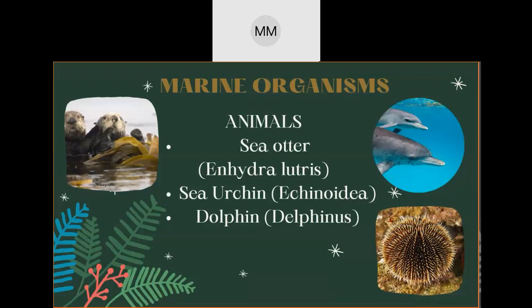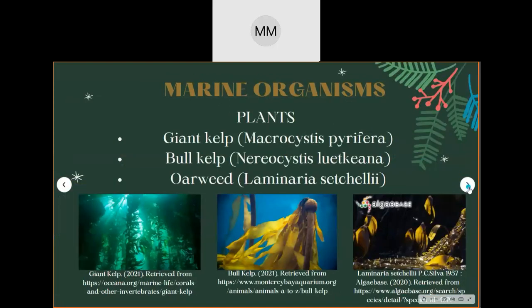Okay. Continue. Next, plant. Plants that can be found in kelp forest are giant kelp, which is Macrocystis pyrifera, bull kelp, Nereocystis luetkeana, or wheat, which is Laminaria setchellii.